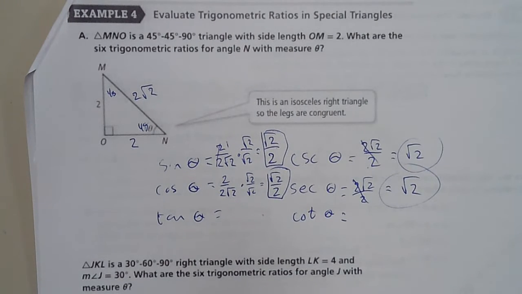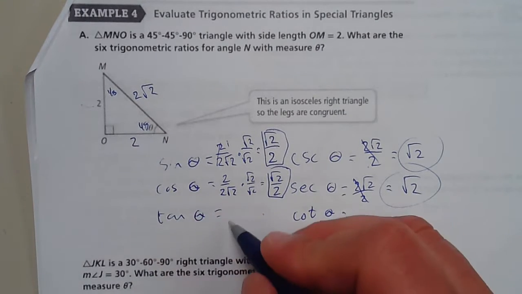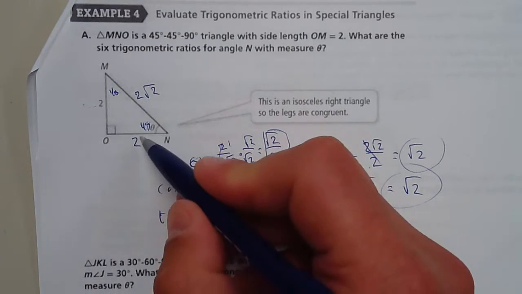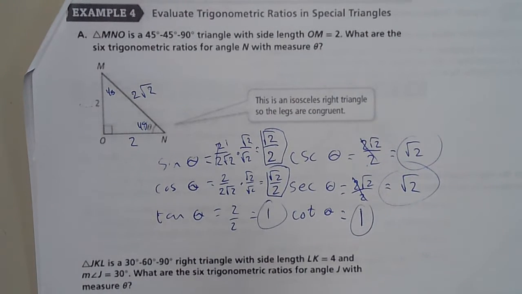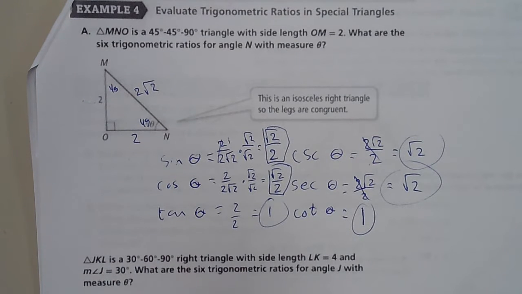And then our last two are the easiest. Tangent of theta, or tangent of 45 degrees, is going to be 2 over 2, which is just 1. So same thing over here because it's going to be adjacent over opposite. Same thing, going to just be 1. All right. So that's how you can take one of these special right triangles like the 45, 45, 90, or in a second here, the 30, 60, 90, and come up with all of the different ratios for it.